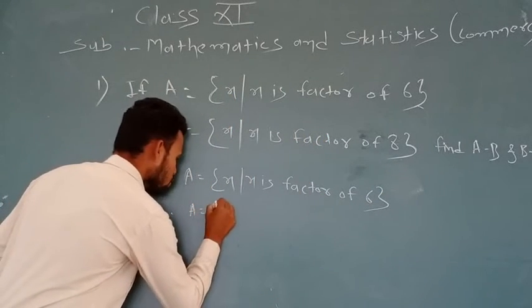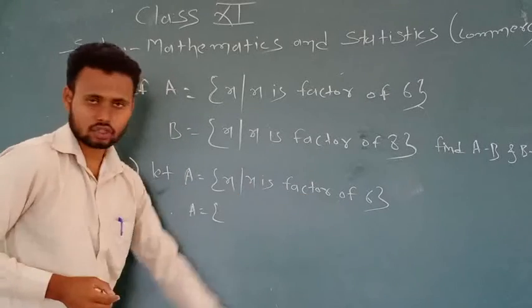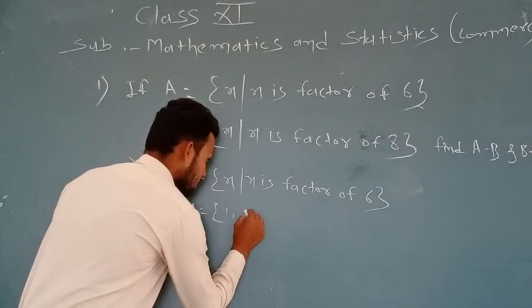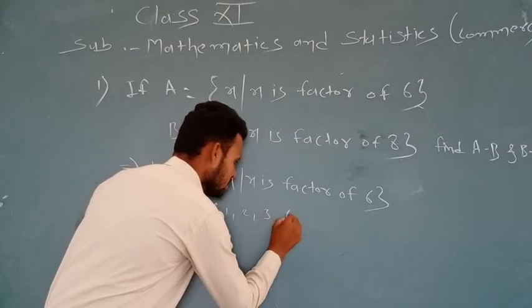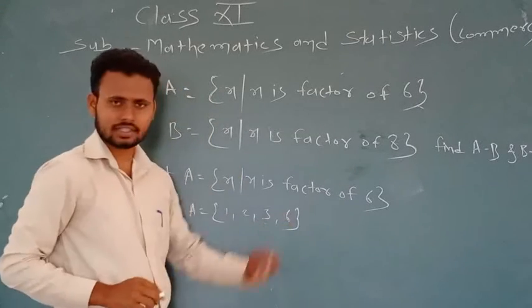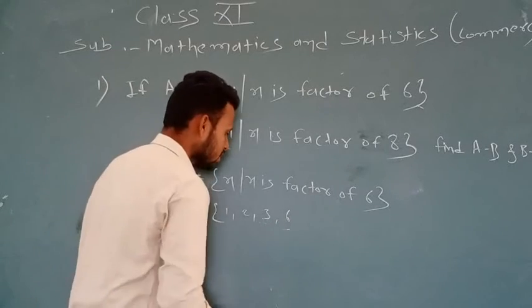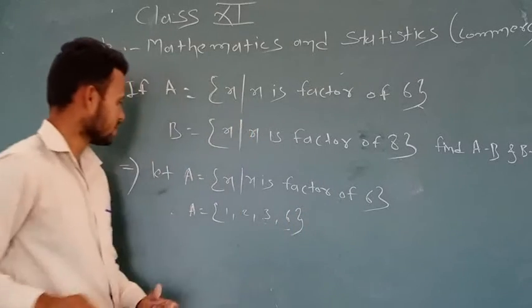Therefore A is equal to the set containing the factors of 6. Which ones? 1, then 2, then 3 and 6. These are the factors of 6.